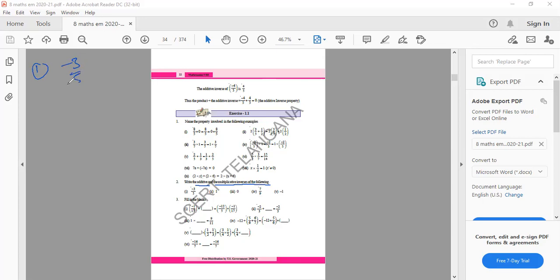Minus 3 by 5. What is the additive inverse? Tell me. Minus of minus 3 by 5 becomes 3 by 5. Next, multiplicative inverse means 1 by minus 3 by 5. So you can write 1 by 1 into 5 by minus 3. It becomes 5 by minus 3. It becomes minus 5 by 3.